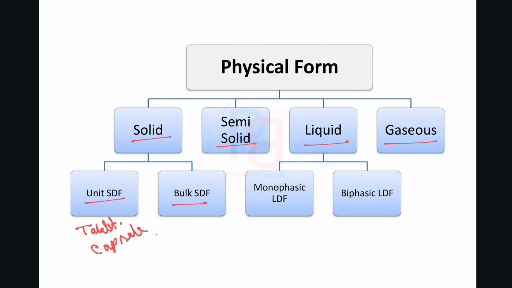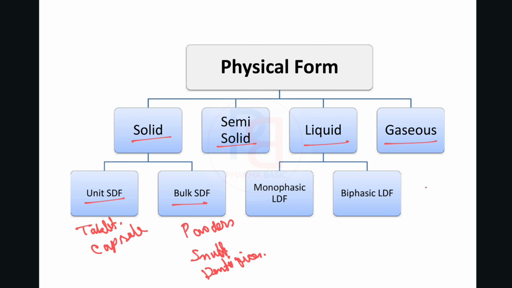And what about the bulk solid dosage form? Bulk solid dosage forms are powders, snuff, dentifrice. Now coming to the semi-solid dosage form. These dosage forms are in a semi-solid form. Semi-solid dosage forms are ointments, creams, gels, paste. So these are the semi-solid dosage forms.